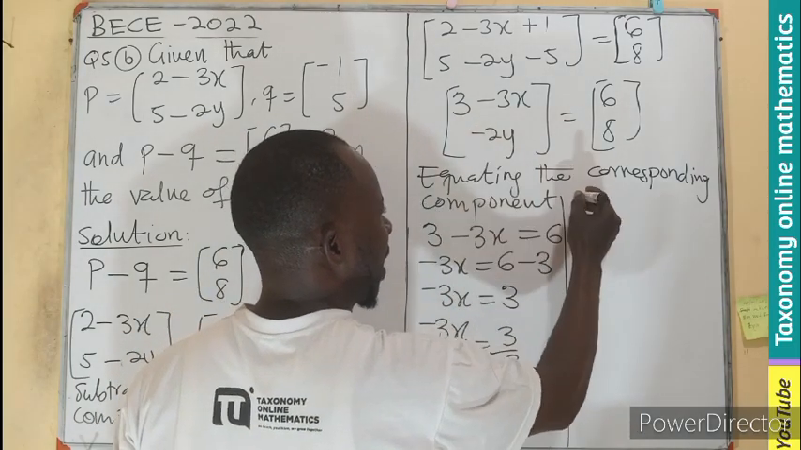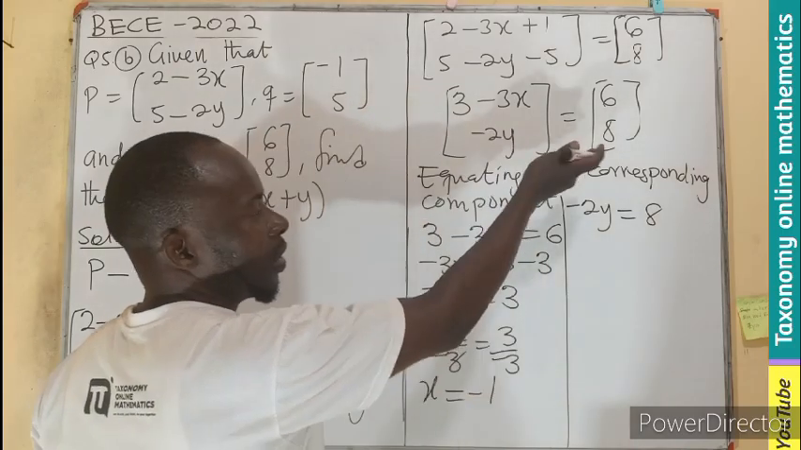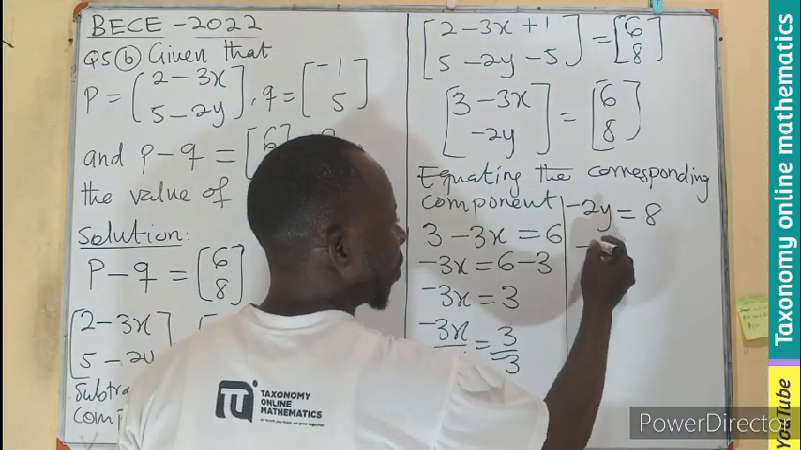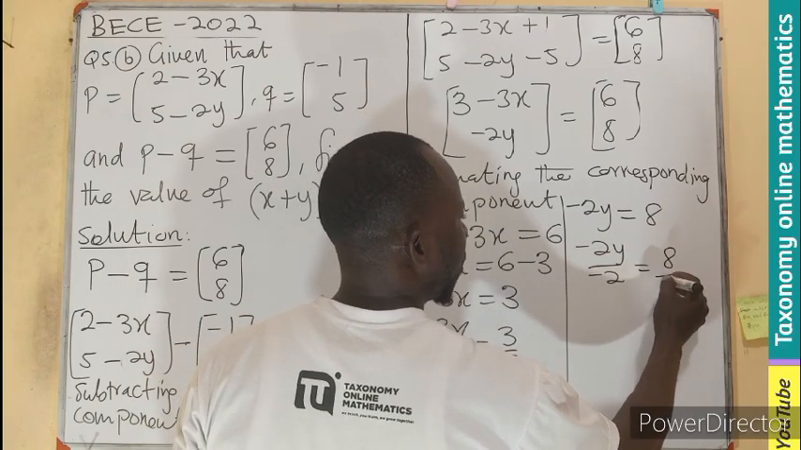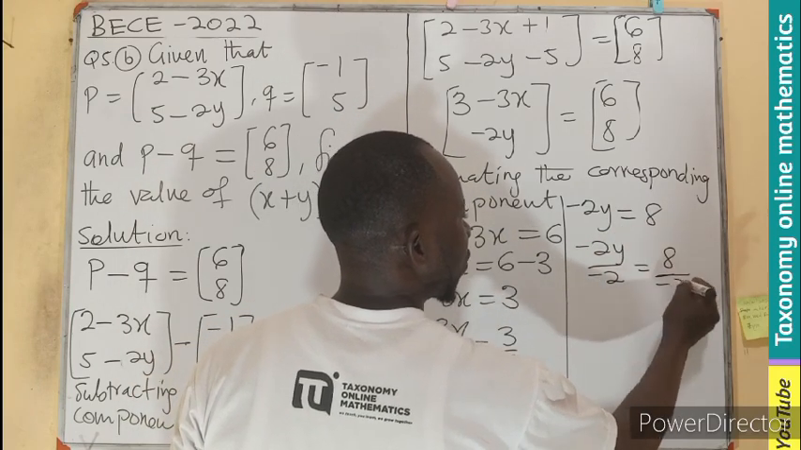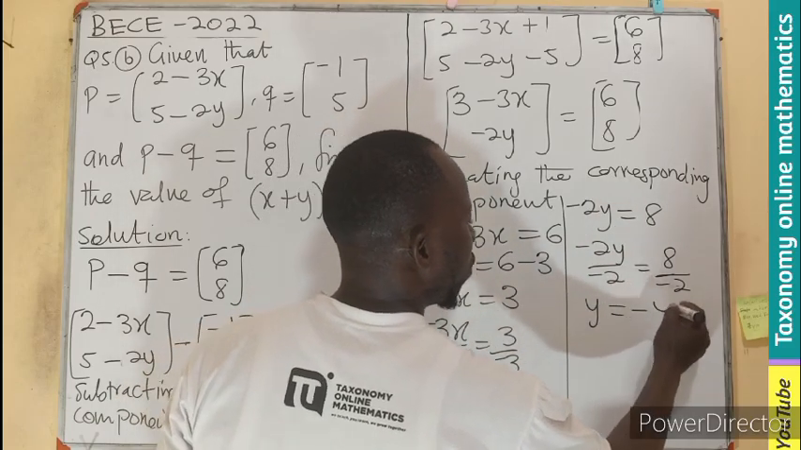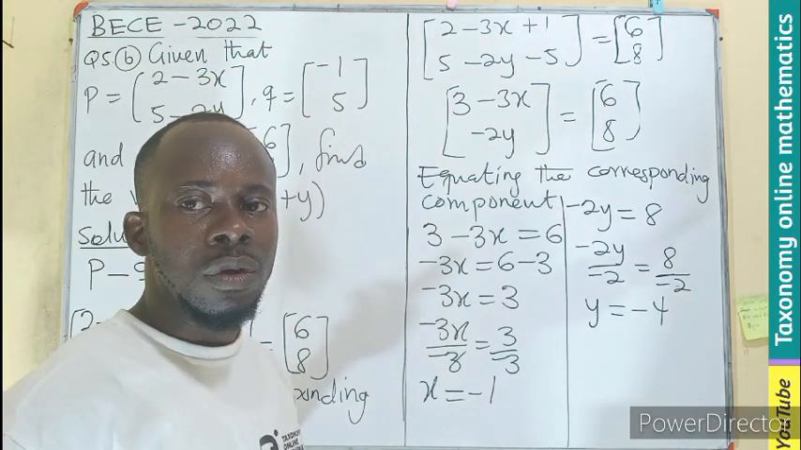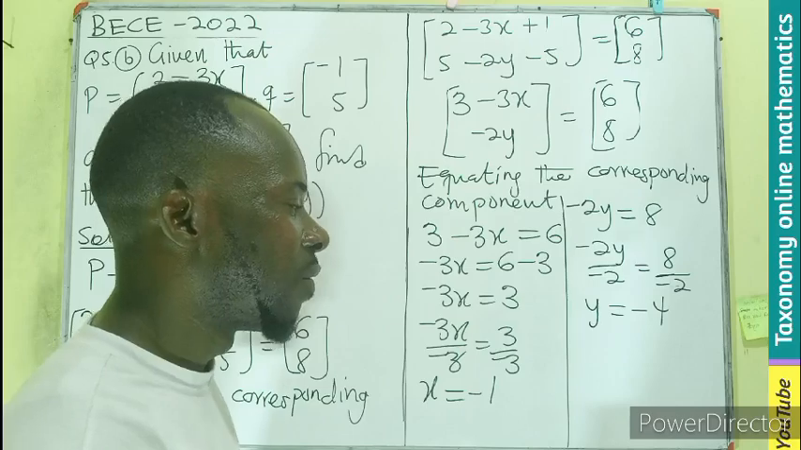And we are going to compare the second components, so minus 2y equals 8. The y component will also take effect. So we divide by the coefficient. Minus 2y divided by minus 2, 8 divided by minus 2. So 2 will cancel. Y will be equal to minus 4, meaning 8 divided by 2 will be 4. The negative will take effect, making it negative 4.